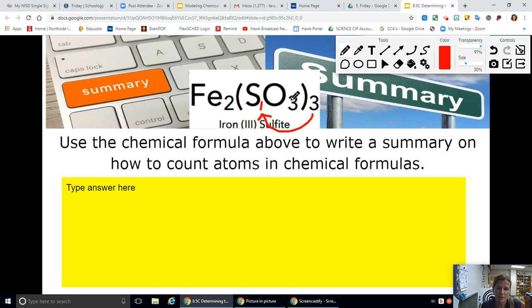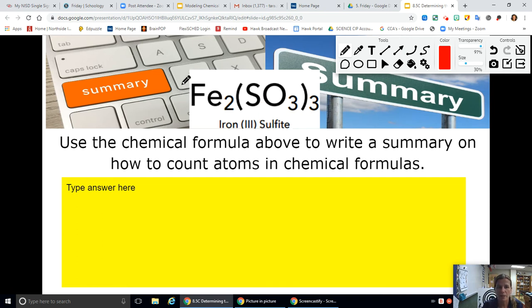Then you would do the same for oxygen. You take that subscript outside the parentheses and multiply it by the subscript inside. So 3 times 3 is 9. I'd have 9 oxygen atoms. The subscript after the parentheses only applies to subscripts inside the parentheses. It has nothing to do with your iron atom.